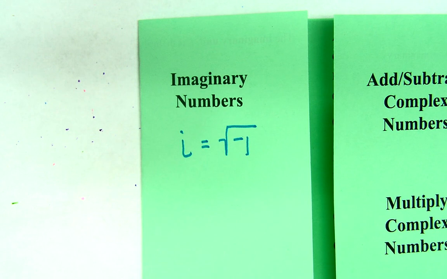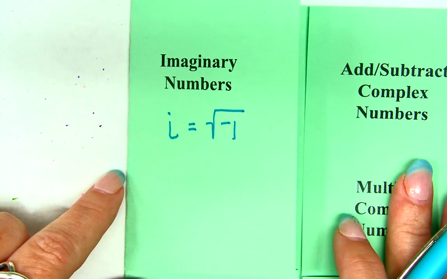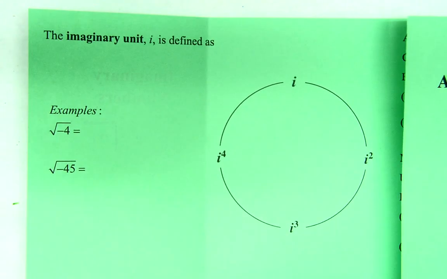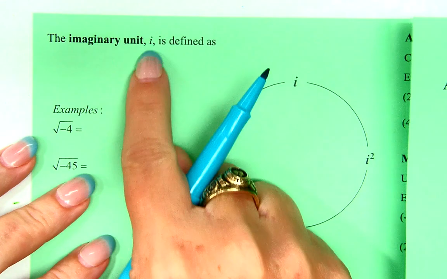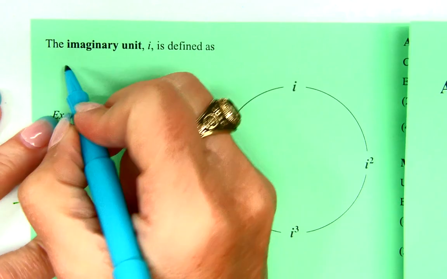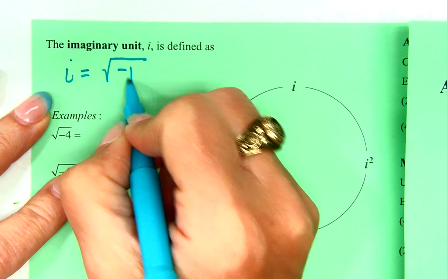That's because there's not a real answer. There's an imaginary answer. Now, we're not doing imaginary math. This is a real study of math, okay? But it's called imaginary numbers, right? So open up just this top section right here. This is what we're talking about, okay? The imaginary unit, i, is defined as i equals the square root of -1.